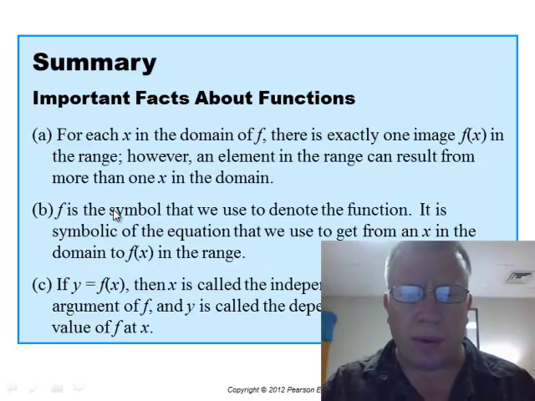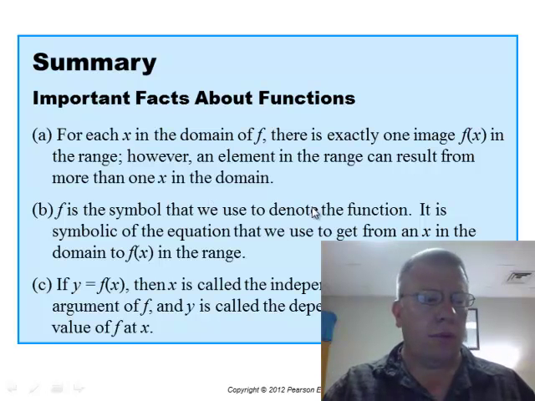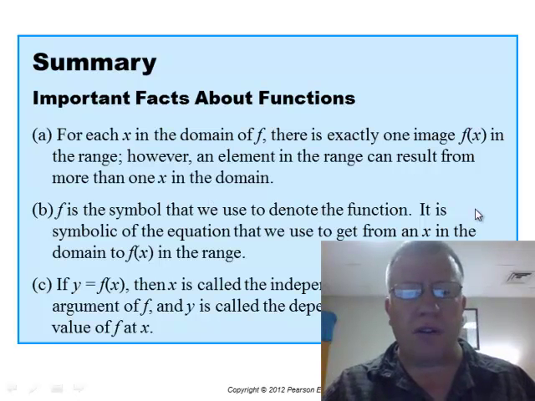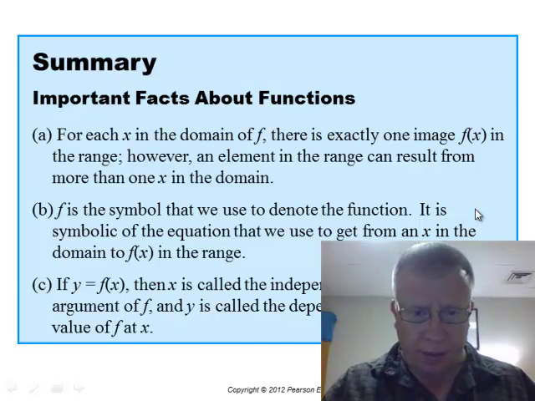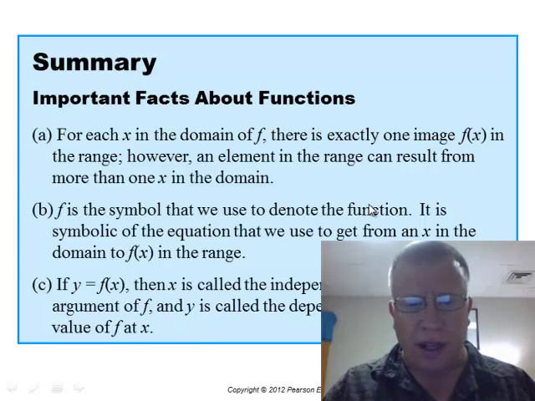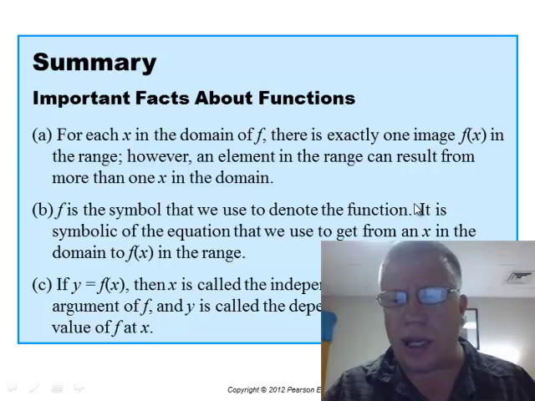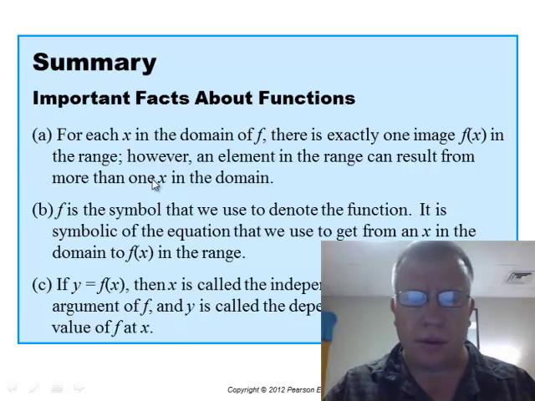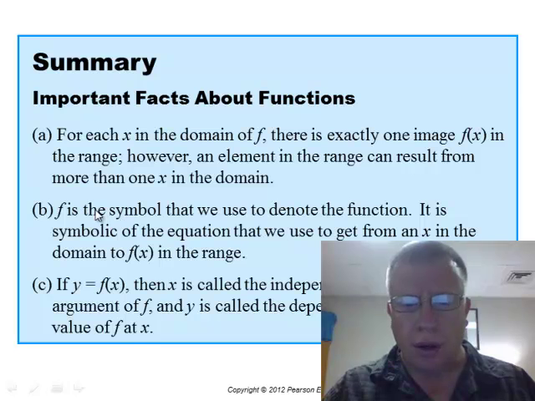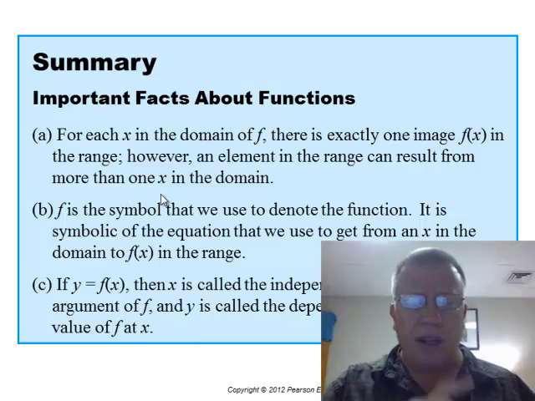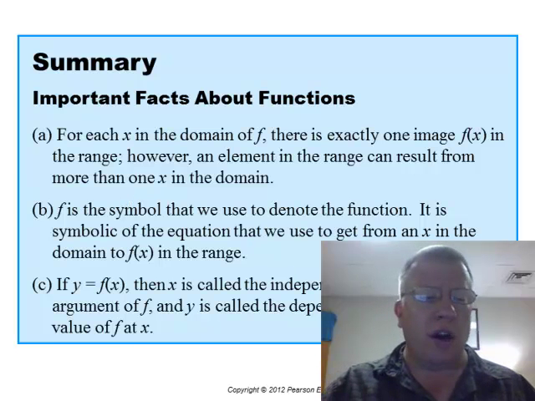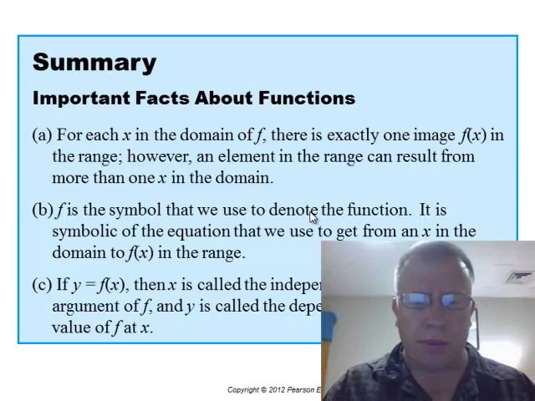Here's kind of a quick summary of some facts about functions. This first one basically says that for each element in the domain, it gets mapped to exactly one element in the range. That element in the range is called the image, f of x. Also remember that you could have two values of x get mapped to the same value for y, and that's perfectly fine, as long as for each input there's only one output.